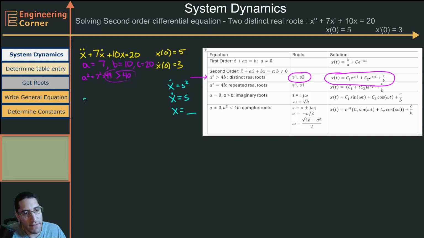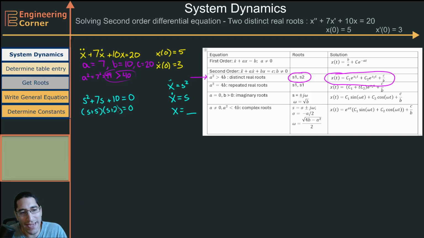So we're going to have s squared. We're going to keep whatever coefficient we see in this equation, so plus 7s plus 10 is equal to 0. Now this becomes something we can factor. This polynomial we can factor pretty easily. We see that it's going to be s plus 5 times s plus 2 is equal to 0.